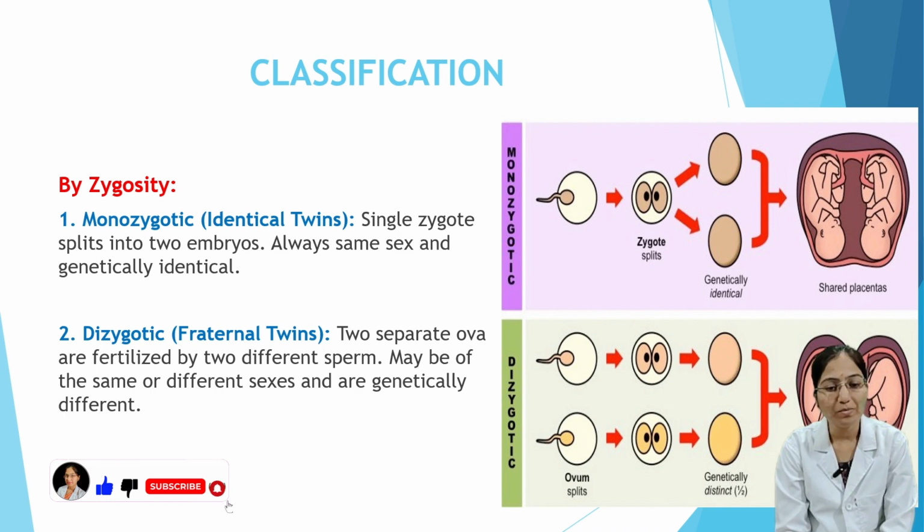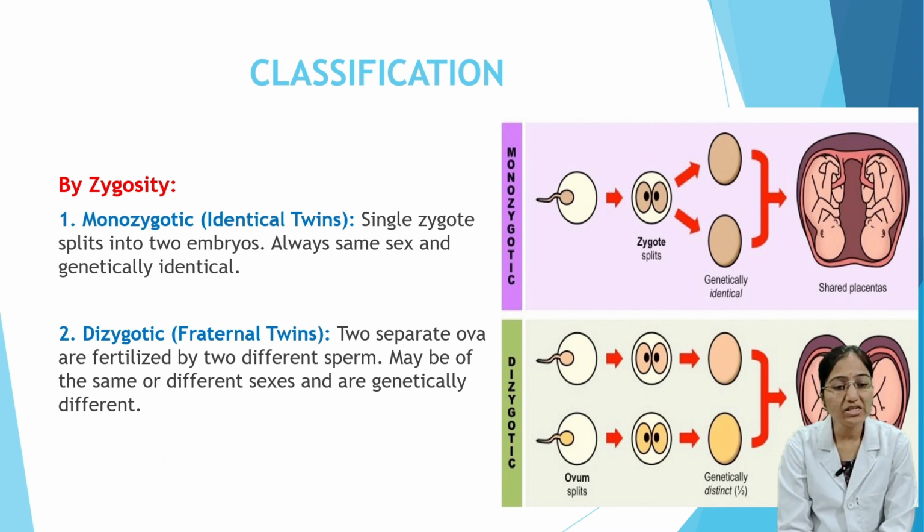And then here what happens? A single zygote splits into two embryos. You can see in the picture there. A single zygote splits into two embryos, always the same sex and genetically identical. That is monozygotic, the identical one. Genetically identical it is.